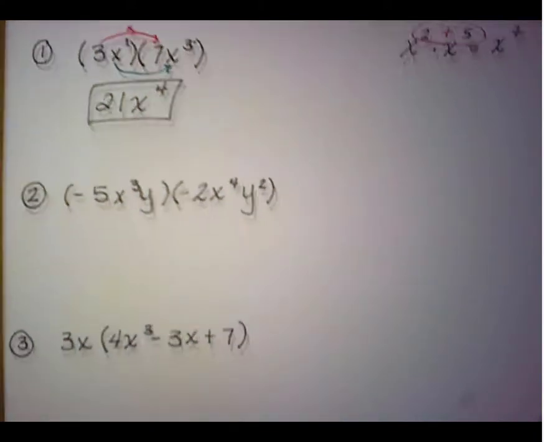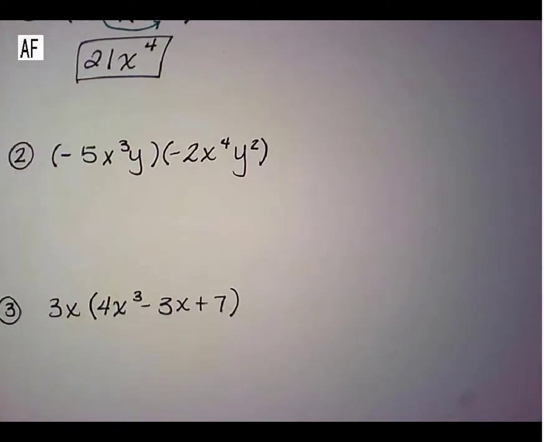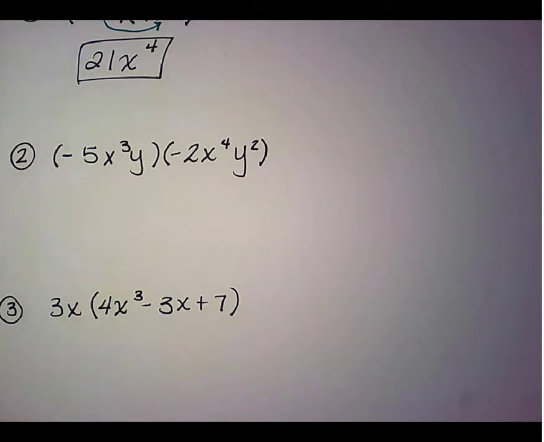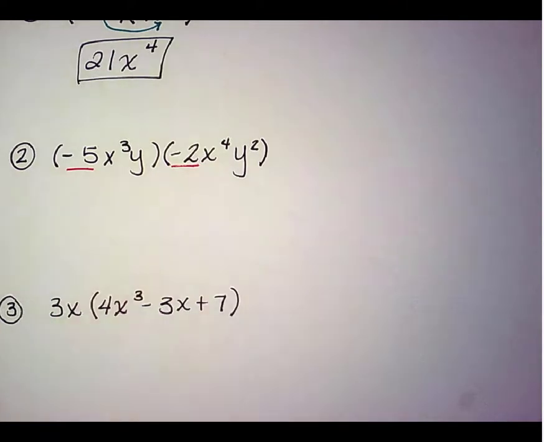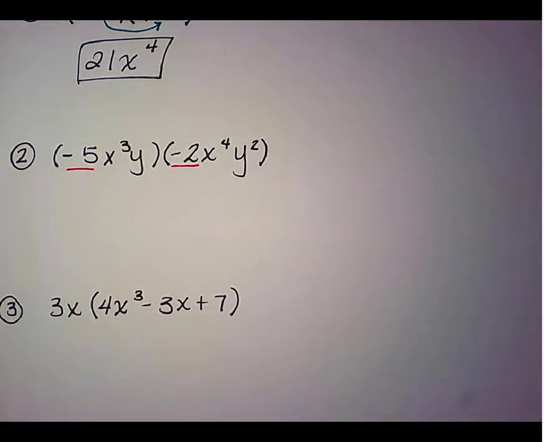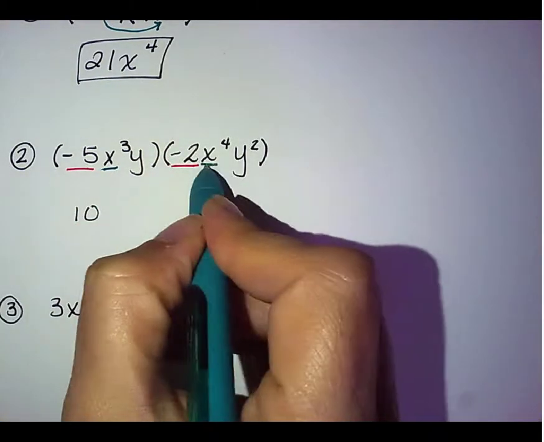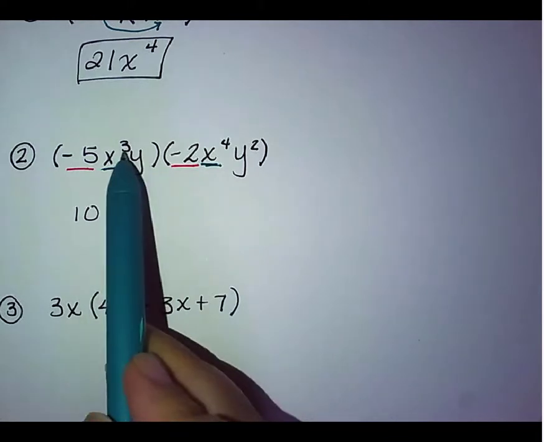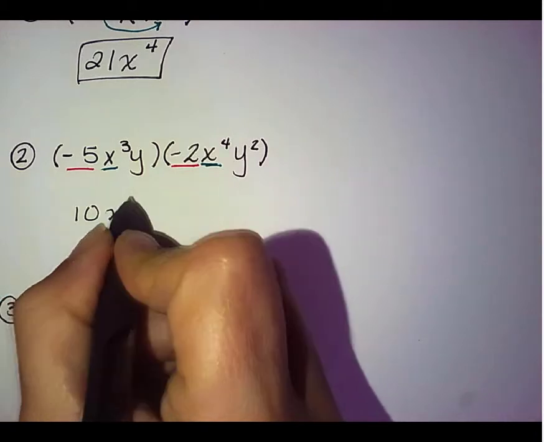So this next example is the same type of problem. We have two single terms that we are multiplying together. So when we do this, again, we're going to multiply the pieces that are alike. For instance, we're going to multiply the -5 and the -2, since those are both numbers, and -5 times -2 would give us a +10. Then we're going to do the same thing and multiply the x's together. Again, that means we're going to add our exponents. So we've got 3 plus 4, which would give us 7. So this would be x to the 7th.